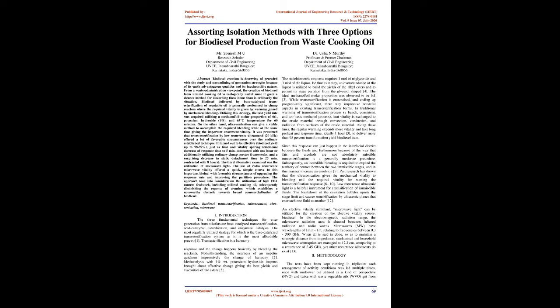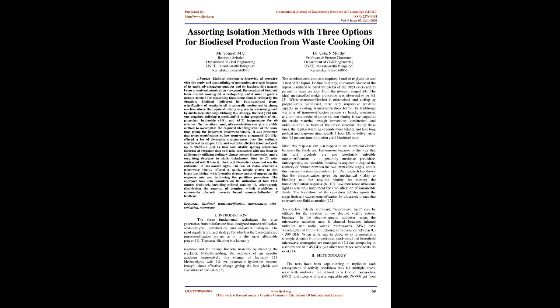Introduction. The 3 fundamental techniques for ester generation from oil/fats are base-catalyzed trans-esterification, acid-catalyzed esterification, and enzymatic catalysis. The most regularly utilized strategy is the base-catalyzed trans-esterification system as it is the most affordable process. Trans-esterification is a harmony response and the change happens basically by blending the reactants. Notwithstanding, the nearness of an impetus quickens impressively the change of harmony to methanolysis, with 1% weight potassium hydroxide impetus brought about effective change giving the best yields and viscosities of the esters 3.